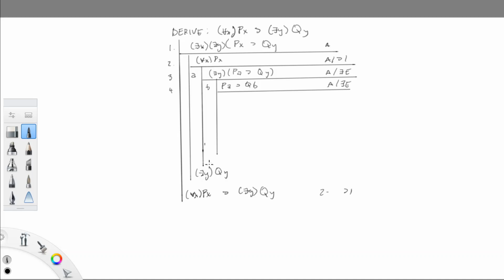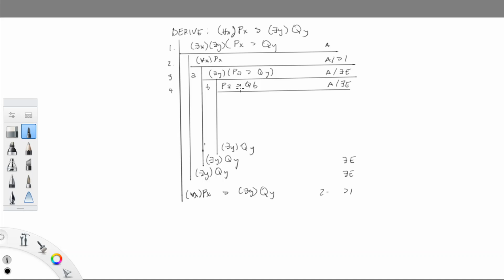So I haven't filled in the target sentences here, but very, very often when you're using existential elimination, the target sentence for your derivation is just going to be whatever it is you happen to be after. And we happen to be after this existential. There is a y, Qy. Okay? So this is going to come from existential elimination, and this is going to come from existential elimination. Okay, and we'll fill out the annotation later.